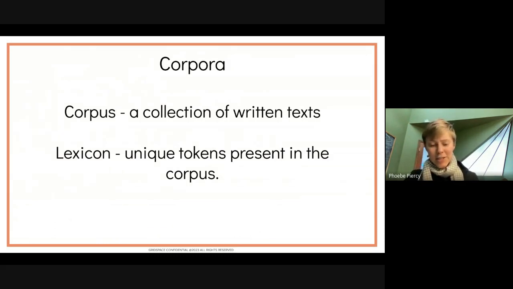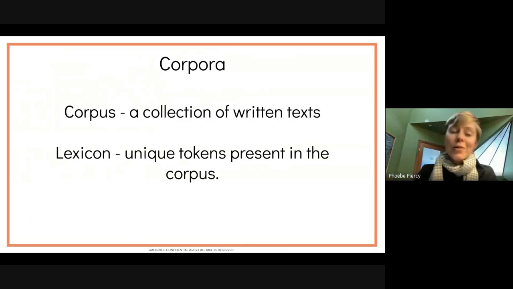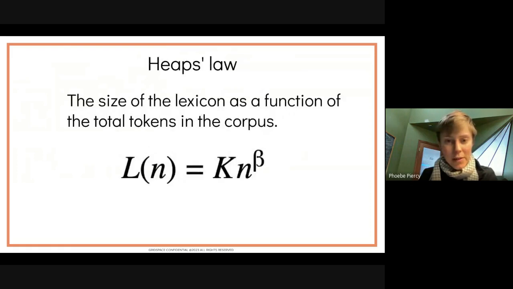So in the same way a dictionary is a lexicon for the English language, you might have a lexicon specific to your corpus of unique tokens present in that corpus. And this doesn't have to be words. Your lexicon might be subwords. It might be a lexicon of n-grams. It's just unique tokens present in that corpus. And how you build that lexicon, we'll talk a bit about later.